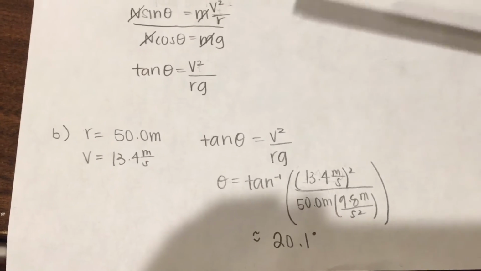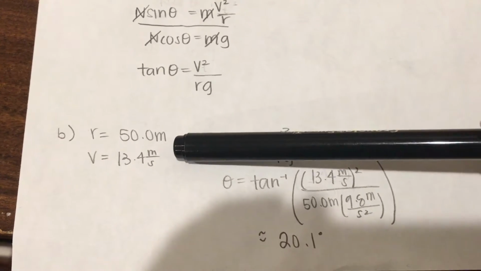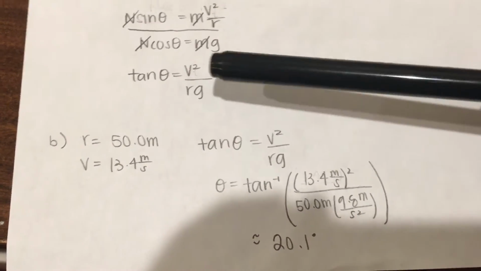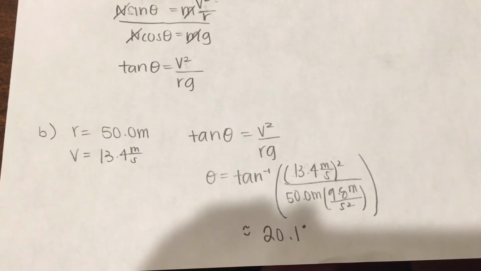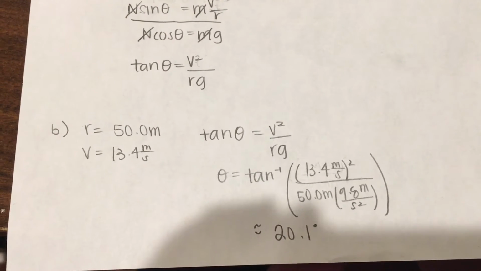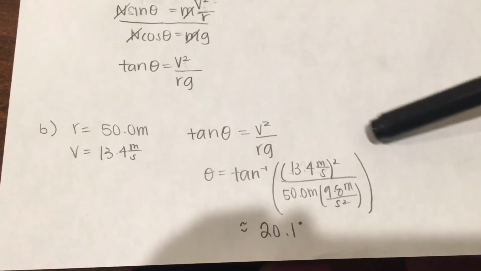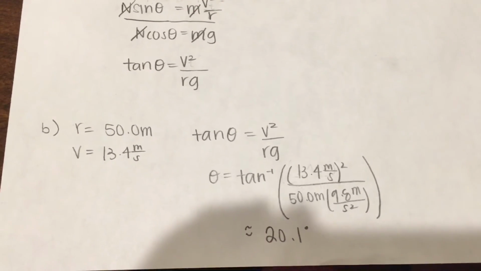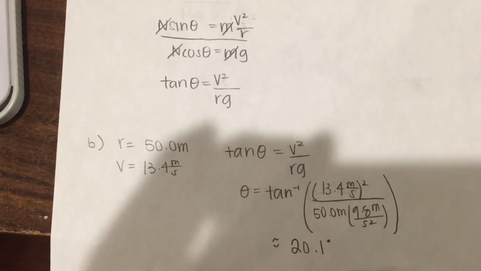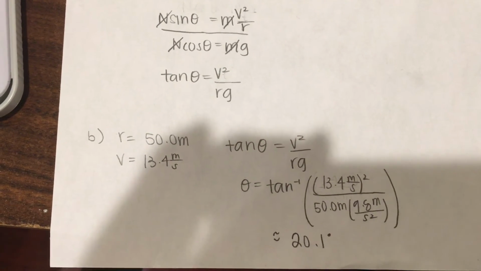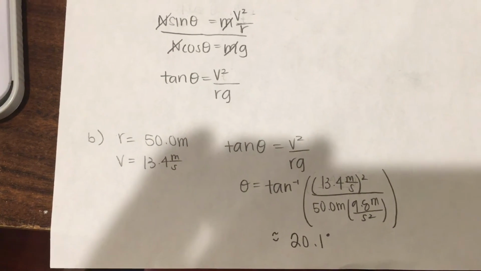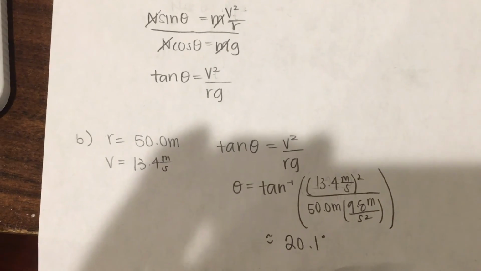For part B, we're just plugging in values that the problem gives us into this equation. So we know that the radius is 50 meters and the velocity is 13.4 meters per second. So once we plug everything in, we get 20.1 degrees as the angle at which the curve would be banked if a typical car rounded at that particular radius and velocity.